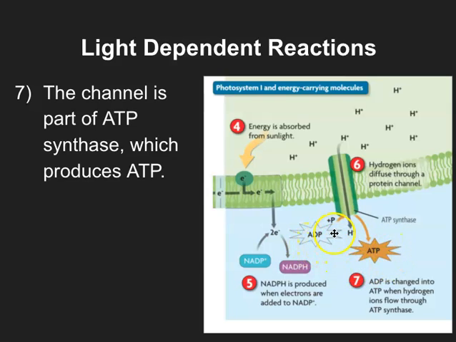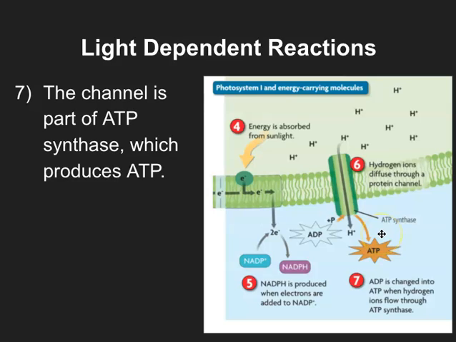So ADP, adenosine diphosphate, is a molecule that has 2 phosphate molecules attached to it. As the hydrogen ions move down through here, they're going to lower the activation energy required to attach an additional phosphate molecule to our ADP. By doing so, they're changing ADP into ATP, adenosine triphosphate, which is another high energy molecule.